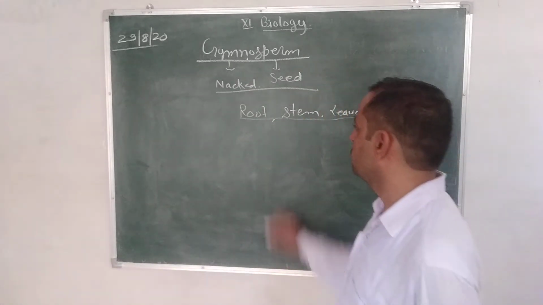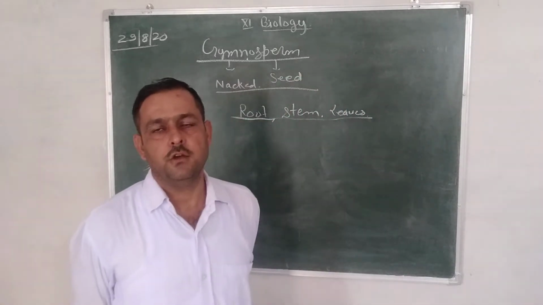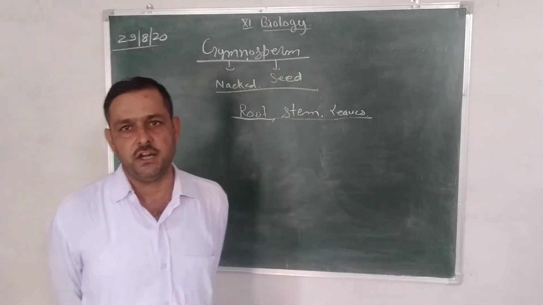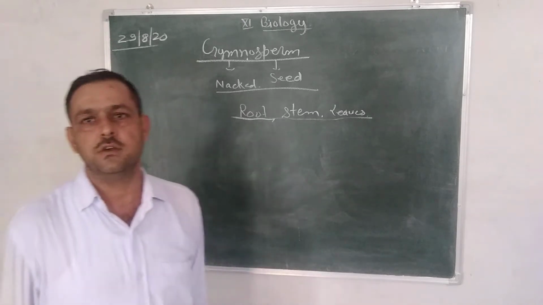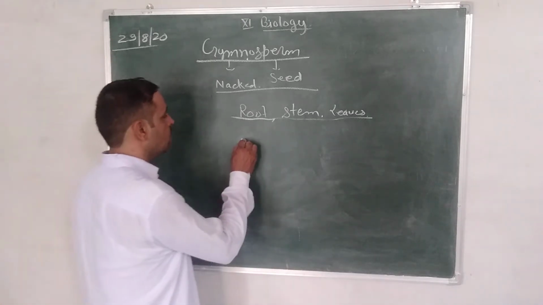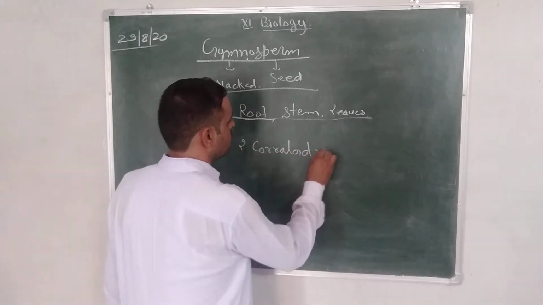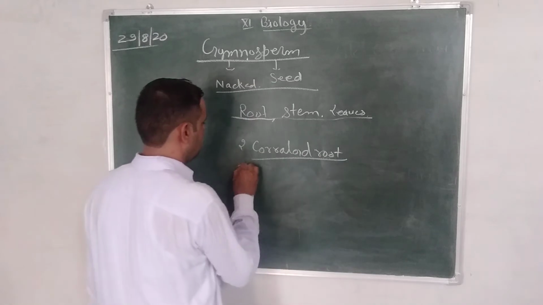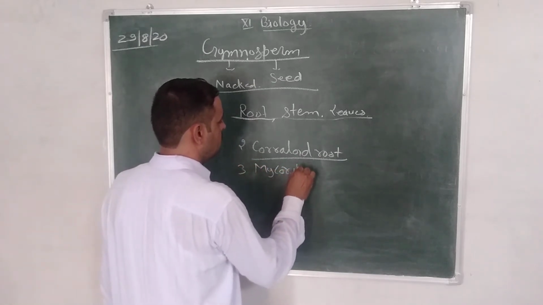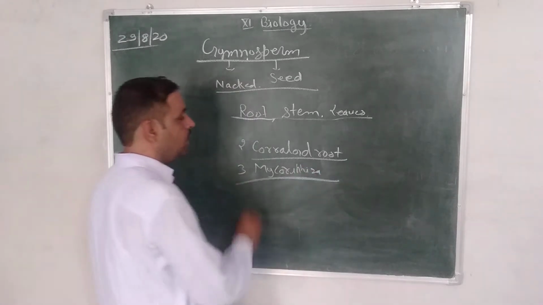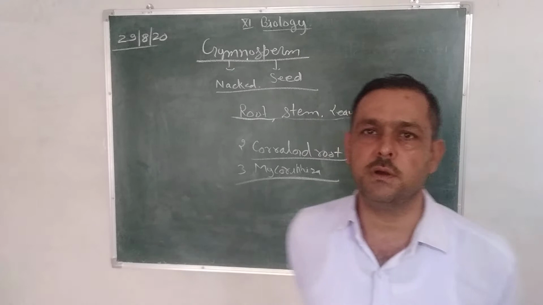First of all, root. There are two types of roots in angiospermic plants: first, taproot, and second, adventitious root. Among them, in gymnosperm, only taproot is found. Second is coralloid root. What is coralloid root? And third is mycorrhiza. Two different types of roots are also found in gymnosperm.